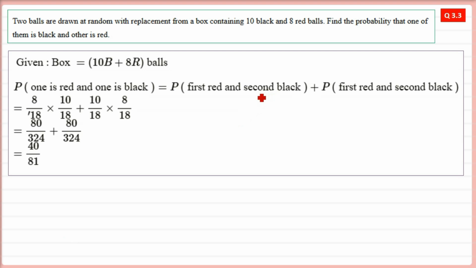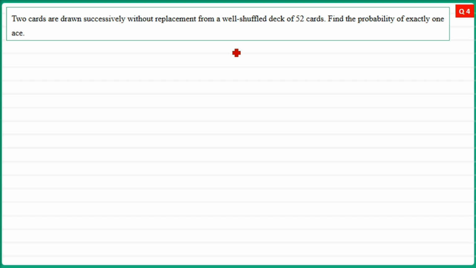Now this is how this will be done. And this is a good question, and these are 3 parts actually we have done. This question we will take up in the next discussion.